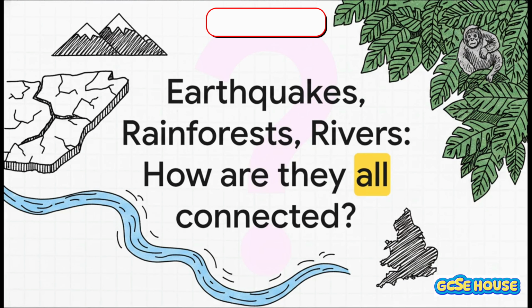So think about this for a second. What on earth could an earthquake in Nepal, a rainforest in Indonesia, and a river in the UK possibly have in common? I mean, they seem like they're from totally different worlds, right? But believe it or not, they're all part of the same incredible story of our planet. And by the end of this, you'll see exactly how they link up.